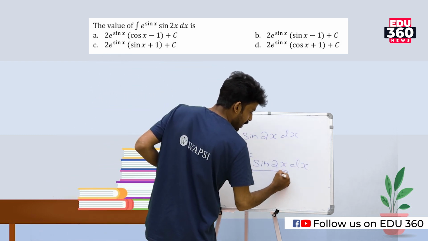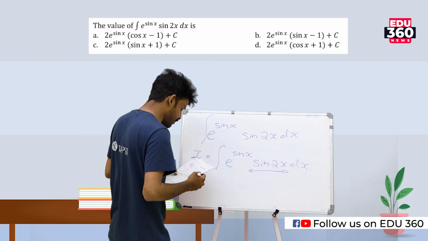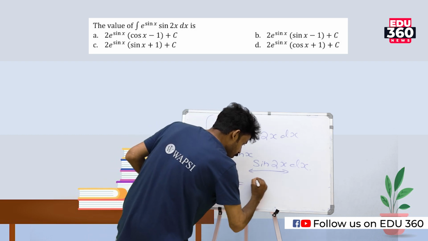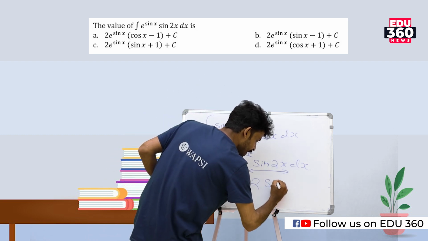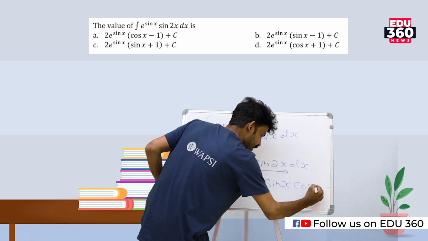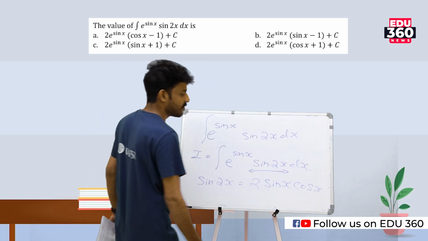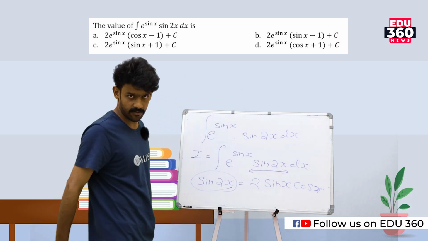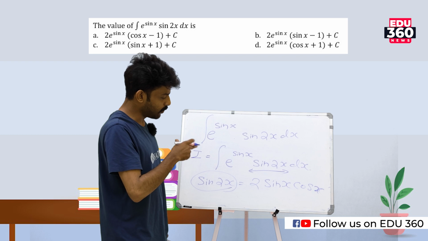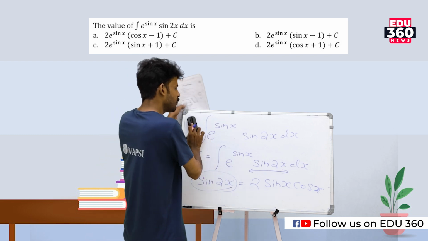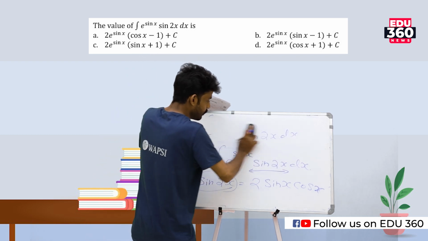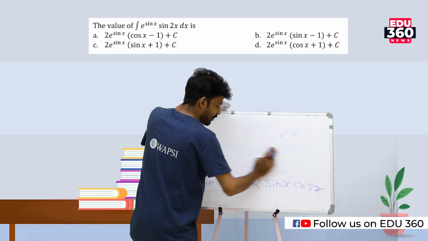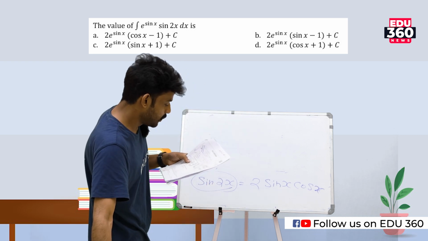Now look here. For sine 2x, we know that sine 2x is equal to 2 sine x cos x. So in the next step, instead of sine 2x, I'm going to substitute 2 sine x cos x.